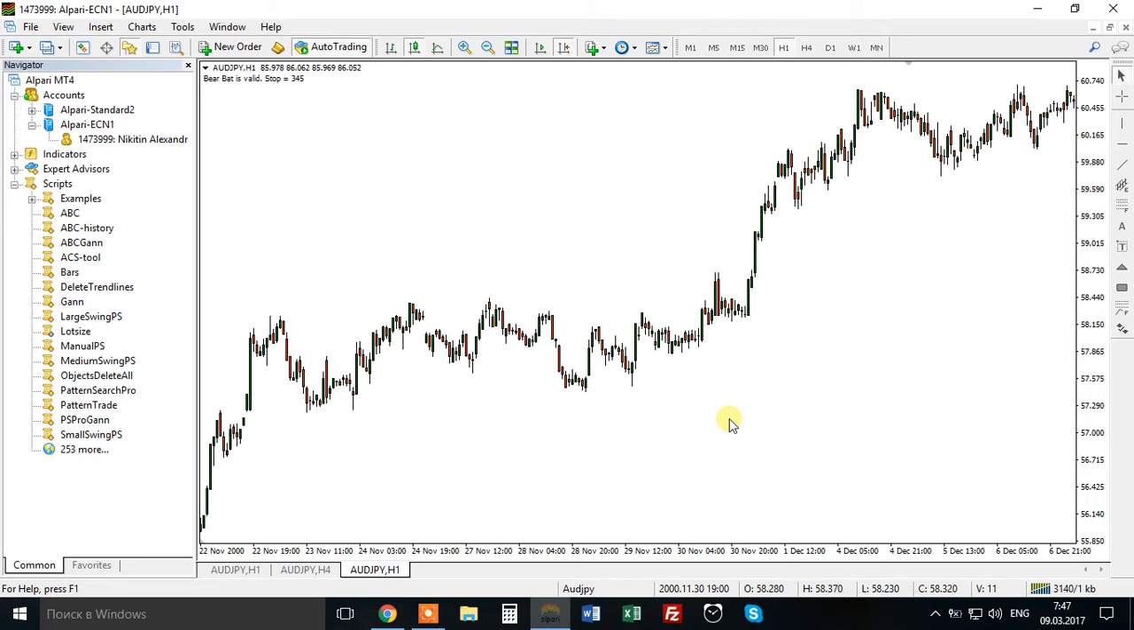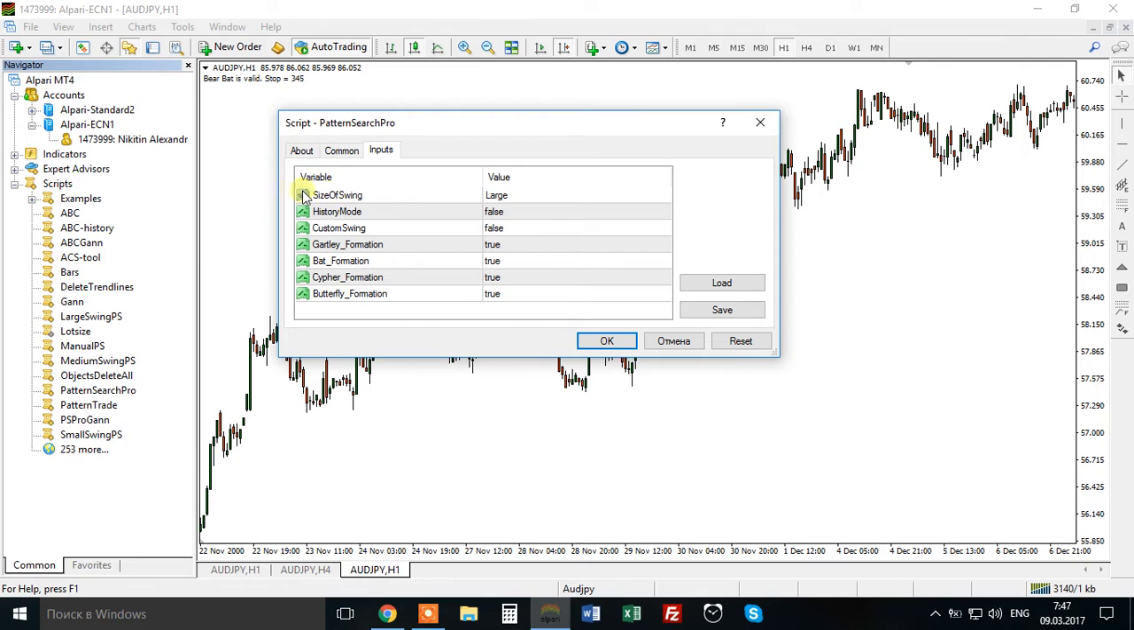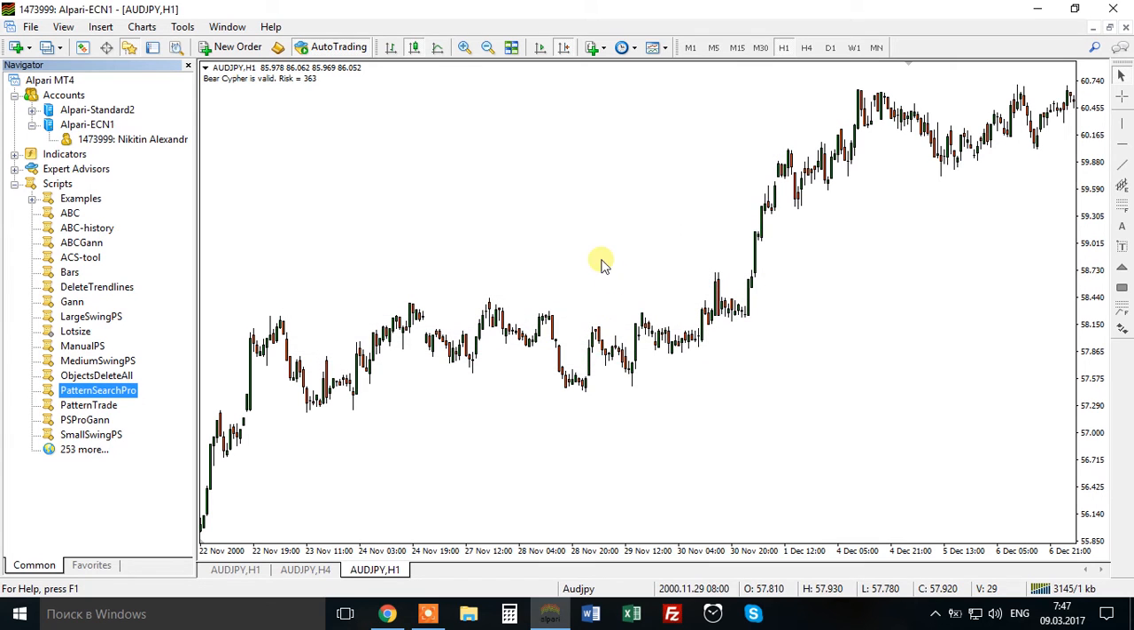Okay, to do that, I will launch my Pattern Search Pro. I want to test large swings. It is very convenient: large, small, medium swings. I want to display the history mode, and I should disable everything but ciphers. Okay, and in a second you see it appears. Lots of patterns are drawn. Well, let us start then.